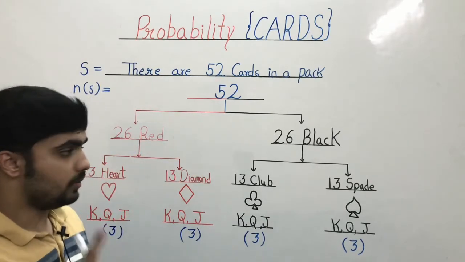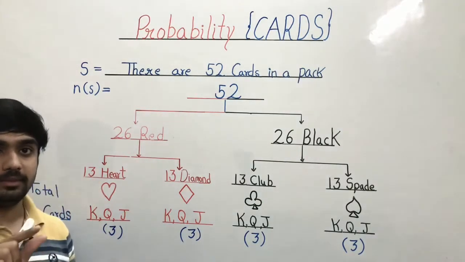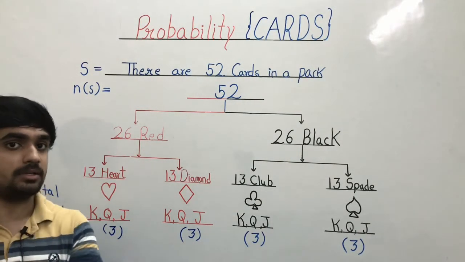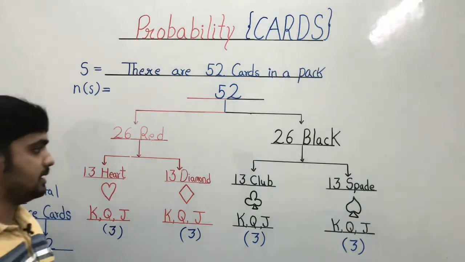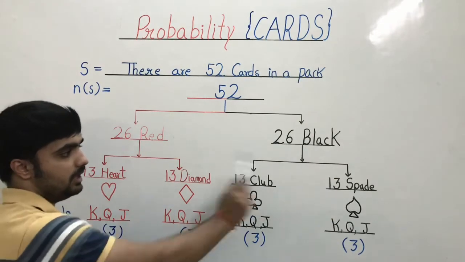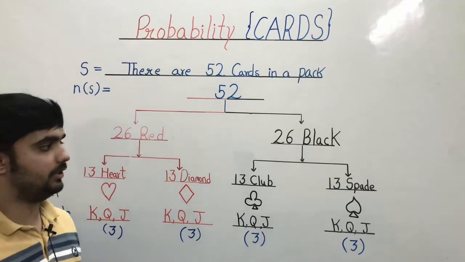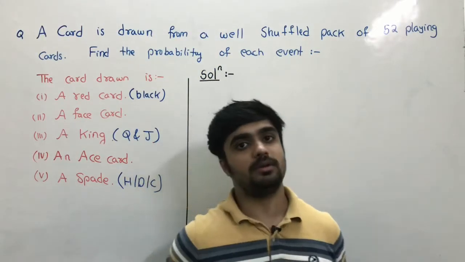One set consists of 13 cards from number 1 to 10, and then king, queen and jack, or jack, queen and king, we can say. Similarly, diamond also consists of 13, club consists of 13 and spade consists of 13. So this was the overall representation of 52 playing cards in a sample space. So total face cards we can say 12. Now let's see numericals related to cards.